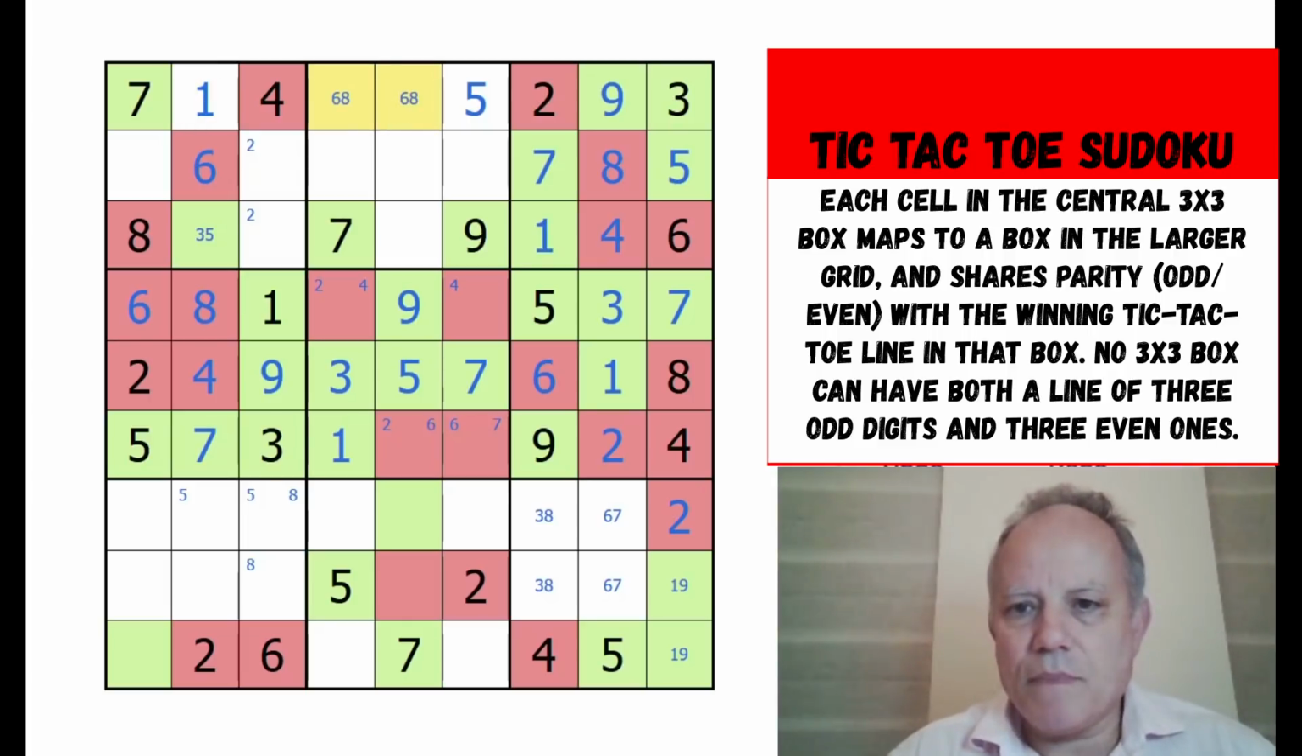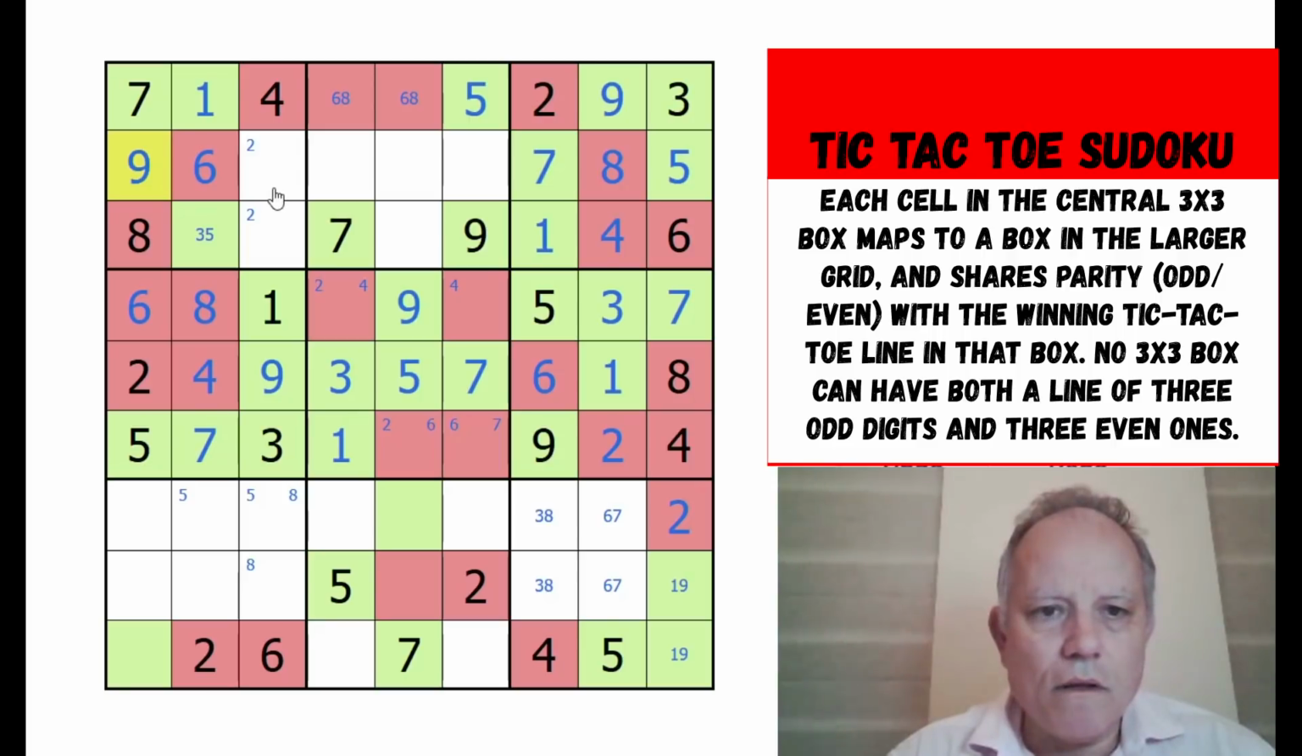6 and 8, and they must both be red for even. Let's make those odd. 7, 1, 4, 6, 8. That's 9. I think that's the only place it can go. Flip to the colour now. 3. That puts that there. Yeah, that's a 3. Sorry, I've accidentally uncolored that. Let's make it green again.